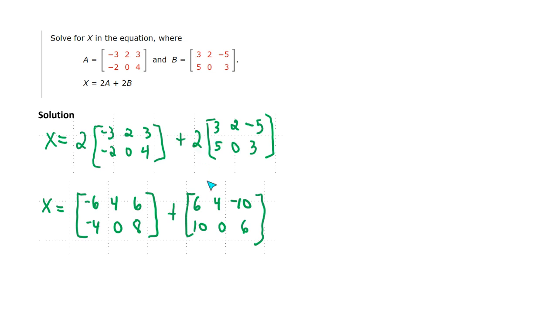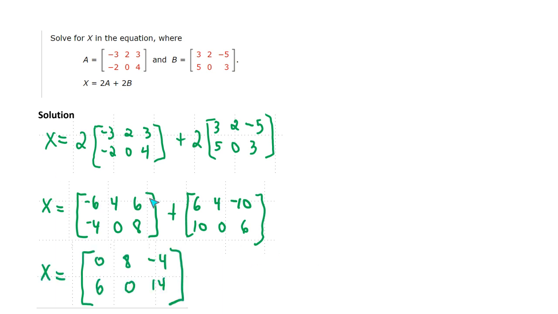And then 2 times 3 is 6, 2 times 2 is 4, 2 times negative 5 is negative 10, and 2 times 5 is 10, 2 times 0 is 0, 2 times 3 is 6. So now if I check the order, this is a 2 by 3, and this is a 2 by 3, so yes, I can add them.